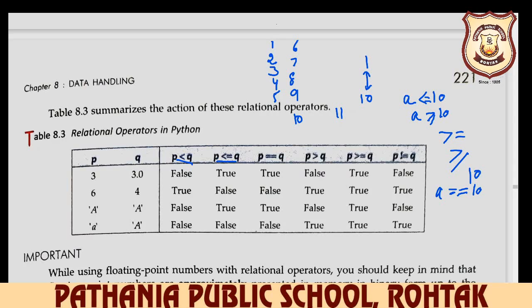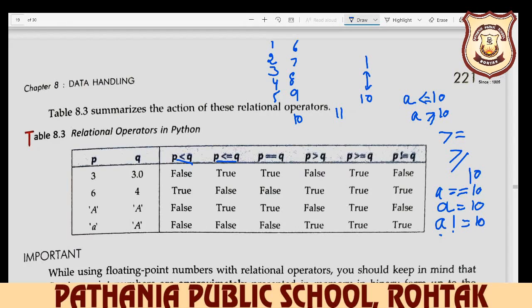So less than or equal to, greater than or equal to, or not equal to. For example, our value a is equal to 10, and we want to know whether a is not equal to 10. So its answer is false.